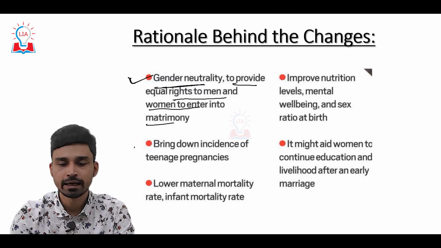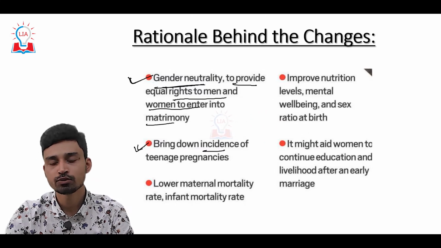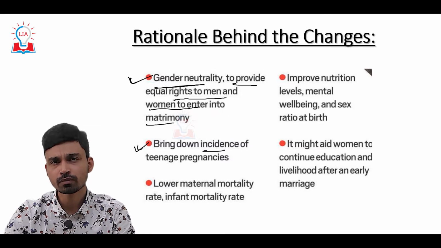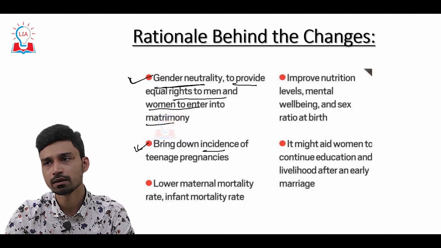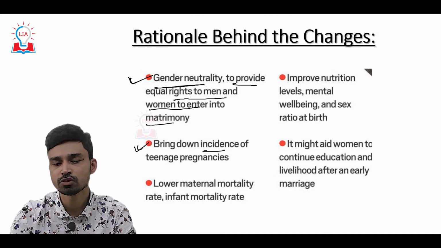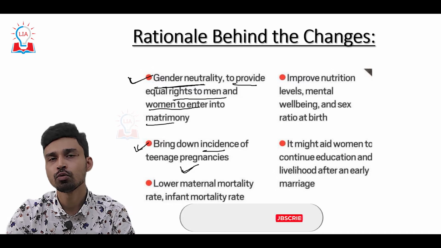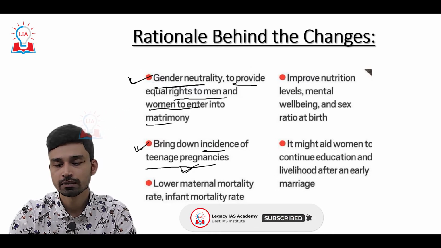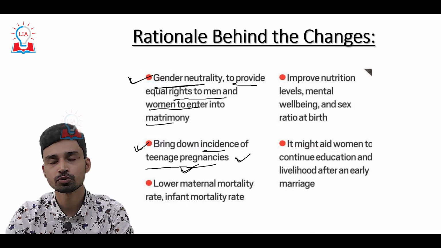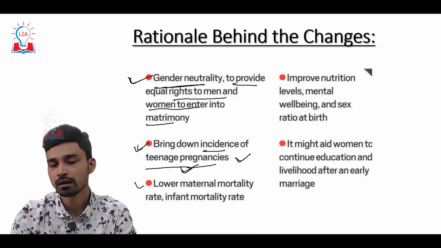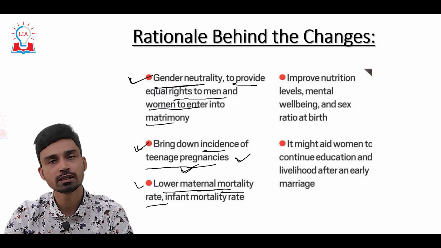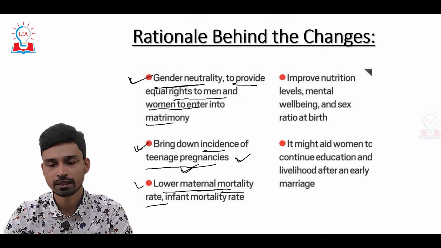Second, it also tries to understand that if a girl is getting married in a younger age, of course the incidences of teenage pregnancy will rise. So by increasing the age of marriage to 21 years, the government is also trying to bring down the incidences of teenage pregnancy. Third, the government also tries to bring down the maternal mortality and infant mortality rate, which is much higher because the girls are getting married at a younger age.